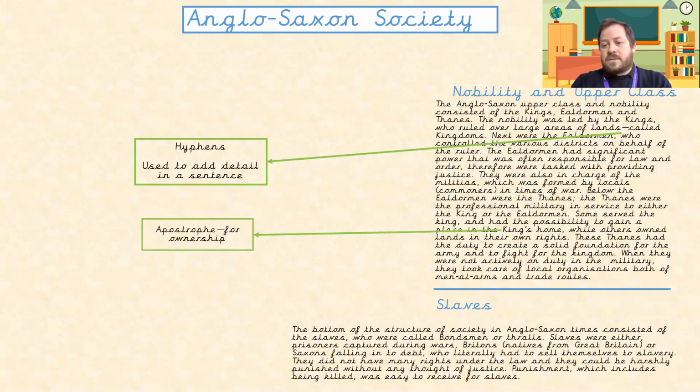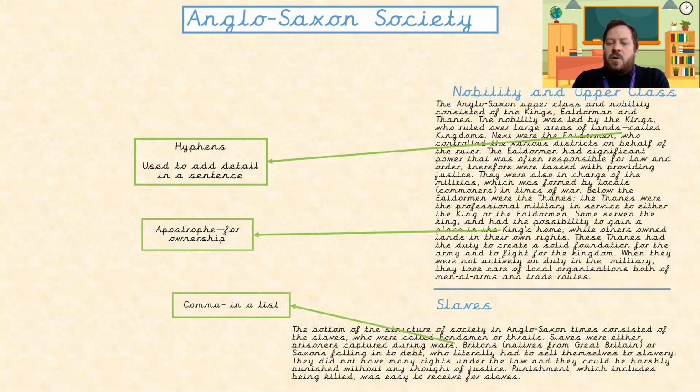Then we have the king's home. Now this is an apostrophe for ownership. The king owns the home. So the apostrophe, rather than showing, as we talked about earlier on, led by kings, that was plural, many kings. In this case, this king owns that home. So this apostrophe is telling us that it's ownership. That home is owned by the king.